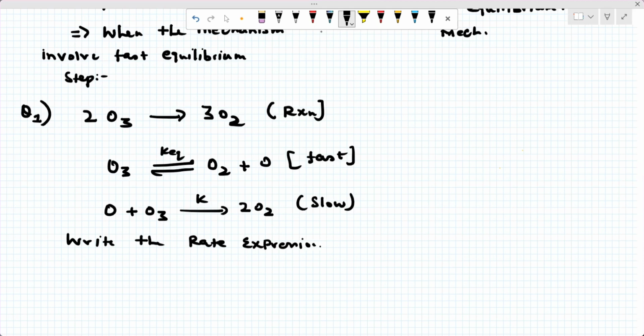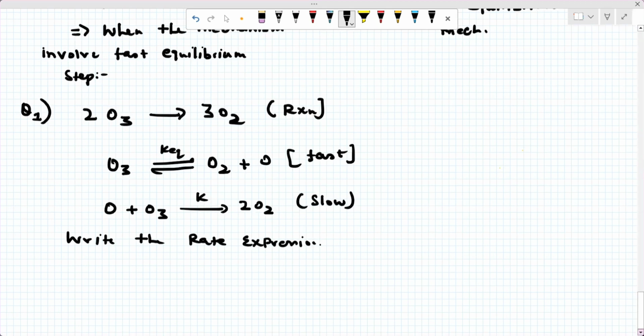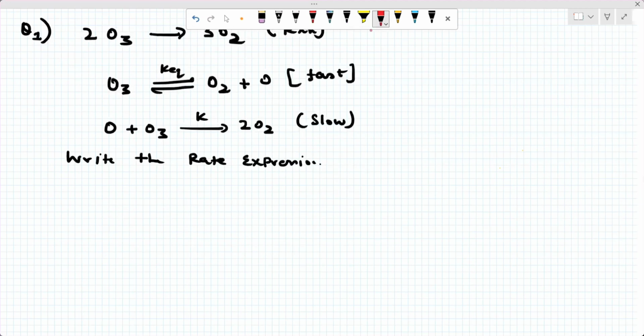Shall we write it now? This is the slow step, step 2 is the slow step, so should we write the rate from it first? Now what is the rate? Tell me anyone, students. Rate equals what? Which is the slow step? See the slow step, tell the reactants. That is the rate, no? That is rate equals k into O into O3.